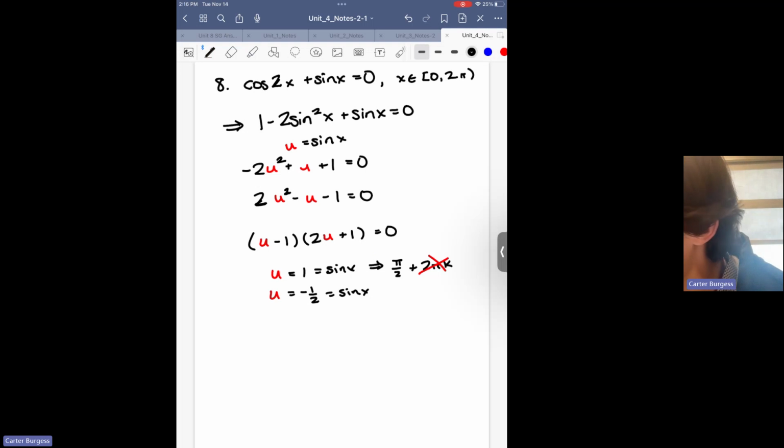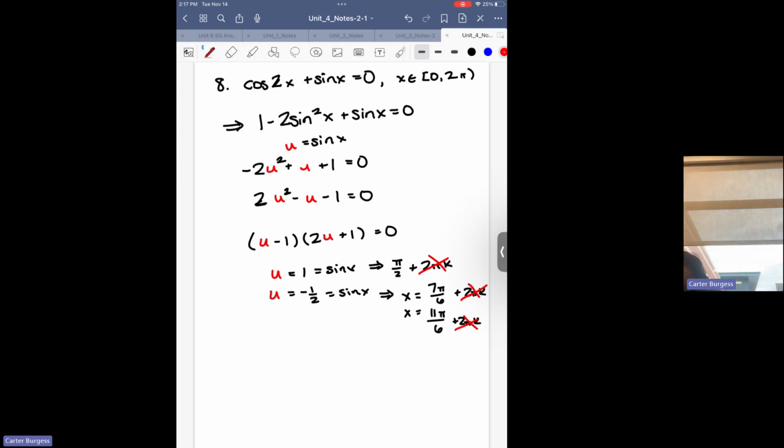And then what are the values that I get for sine of x equals -1/2? I think 7 pi over 6 and 11 pi over 6. But again, what's the only value of k? Just 0. And so we end up with 3 solutions: pi over 2, 7 pi over 6, 11 pi over 6.